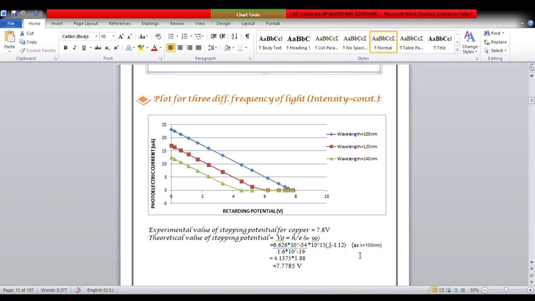From the experiment we can also verify the value of stopping potential for different metals. Suppose for copper we obtain the stopping potential at 7.8 volts. We can also verify this experimental value by using a theoretical formula: stopping potential is equal to h by e into nu minus nu naught. By putting the values, we got the stopping potential as 7.7785, which is approximately equal to the experimental value. So we can also verify the value of stopping potential from this experiment.